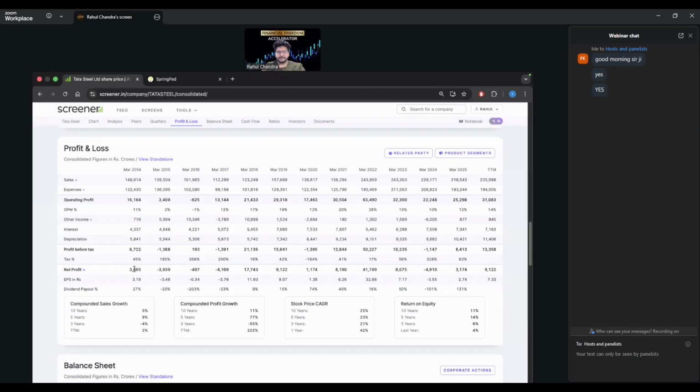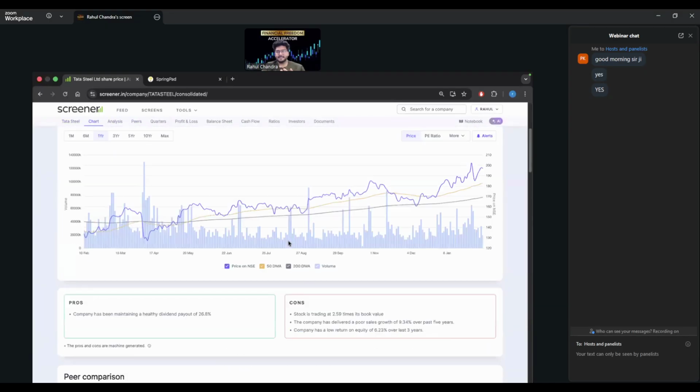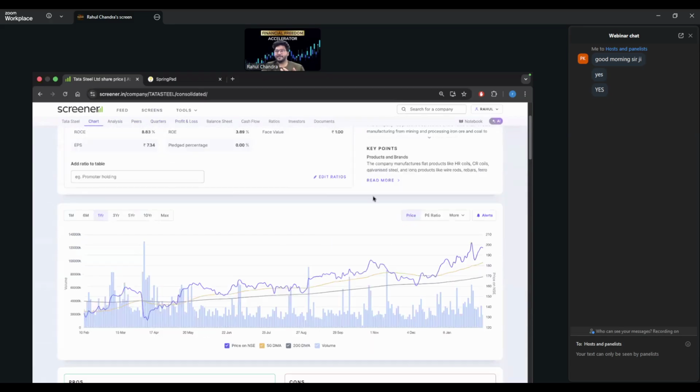Look at the sales. And let's look at profit. 3,700, minus 3, almost 4,000, minus 500, minus 4,000, plus 17,000, plus 9,000, only 1,000, 8,000, 41,000, again back to 8,000, minus 5,000. Can you predict? Is there any sort of analysis that you can do from this? How many of you knew this, by the way?